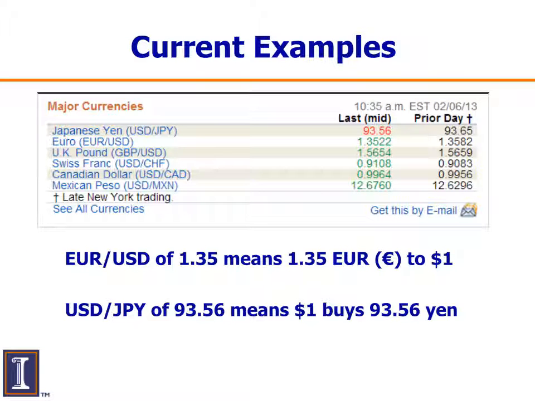Exchange rates are published. Here's an example from the Wall Street Journal from February 6th. The first item is the Japanese yen, and its exchange rate from US dollar to Japanese yen. In this case it's 93.56, which means that $1 will buy 93.56 yen. The second line there is the euro, and this one is stated euro to US dollar. So $1 will buy 1.3522 euros in this case, and you can see the others are stated similarly. Pound, Great Britain pound to US dollar.